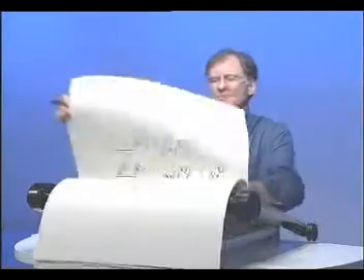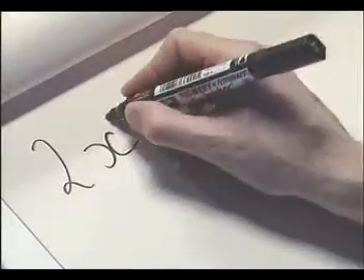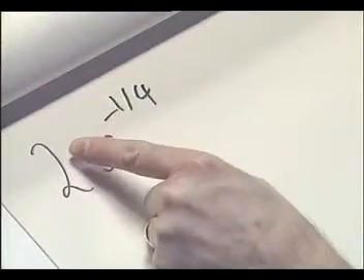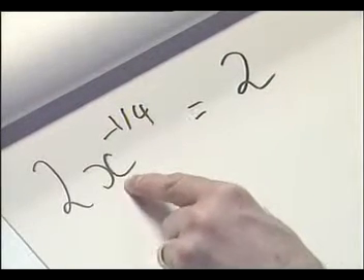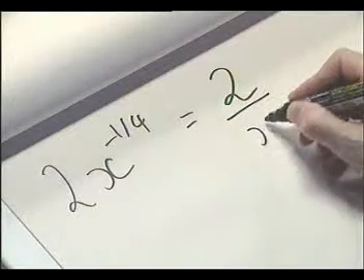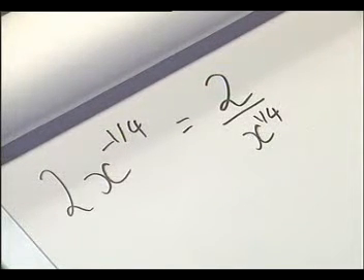Now, to conclude, let's just have a look at some very basic, simple calculations using indices. 2x to the minus a quarter. And our object here is to write it with a positive index. Well, the 2 doesn't have an index attached to it at all, so nothing happens to the 2, it just stays as it is. X to the minus a quarter. The minus sign means 1 over. Write it in the denominator. So we have 2 over x to the power a quarter.